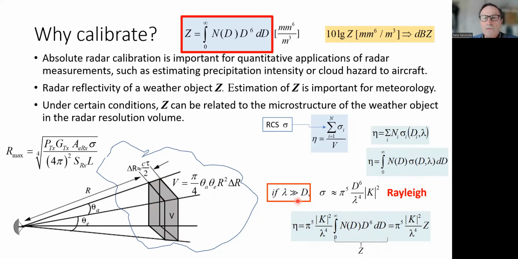The unit of reflectivity is millimeter to the 6th power divided by meter to the 3rd power, and in logarithmic scale, this unit is named dBZ.